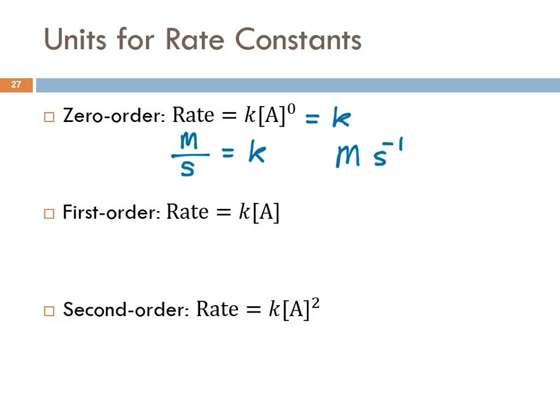You can write it that way, or you can write it this way. There's different ways to do it. So for a zero order reaction, the rate constant is going to have units of molarity per second.